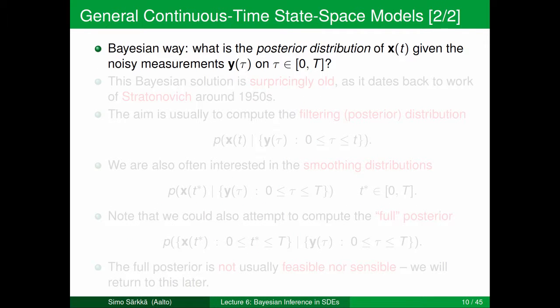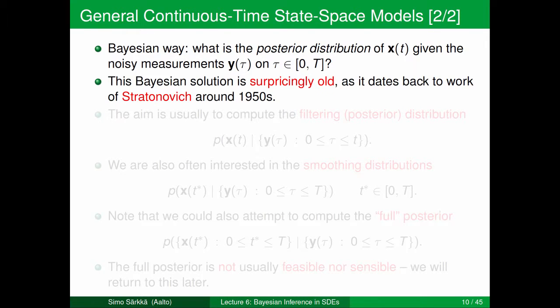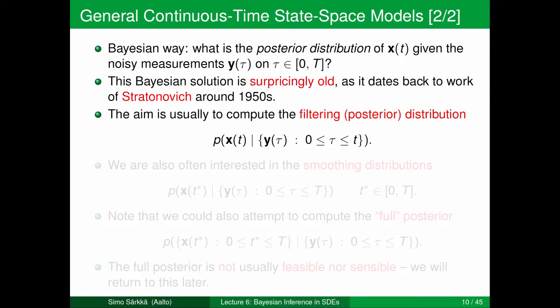It turns out that the right question to ask is: what is the posterior distribution of x of t given the noisy measurements of y, or equivalently z, on some interval from 0 to t? This probabilistic or Bayesian solution is surprisingly old, as it dates back to the work of Stratonovich around the 1950s. The same Stratonovich whose name we have seen in the alternative formulation of SDEs. The aim is usually to compute the filtering posterior distributions, which are the distributions of x of t when we only observe y at times before time t.